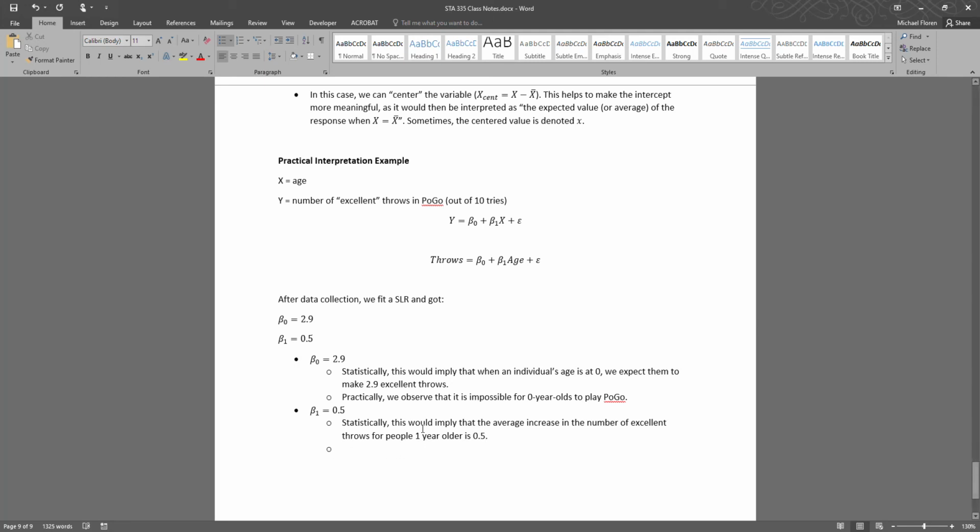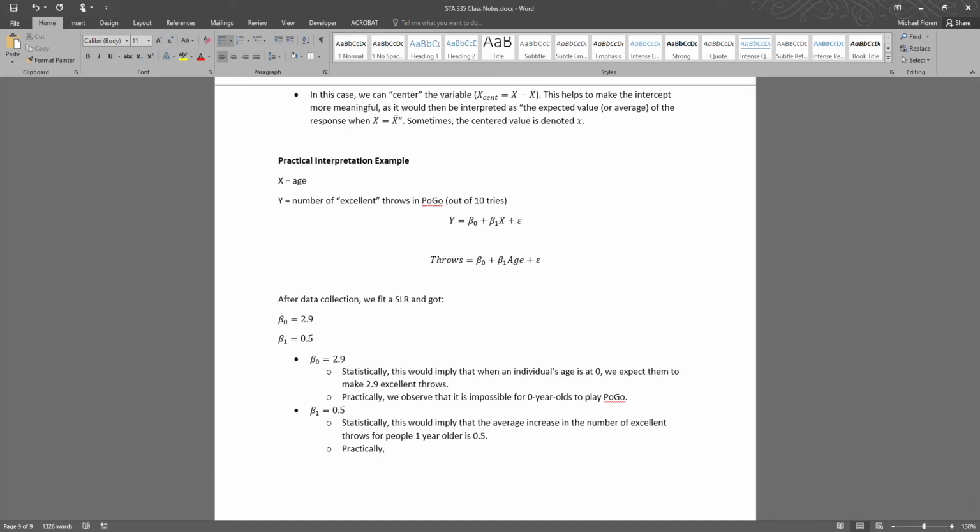Note that even in my statistical interpretations, I'm including the outcome, average throws. I'm including years old, my independent variable. So the statistical interpretations aren't just yucky because they don't include the context. They actually should include context. Statistical interpretations are yucky because though this is technically true, it's not telling me a whole ton.